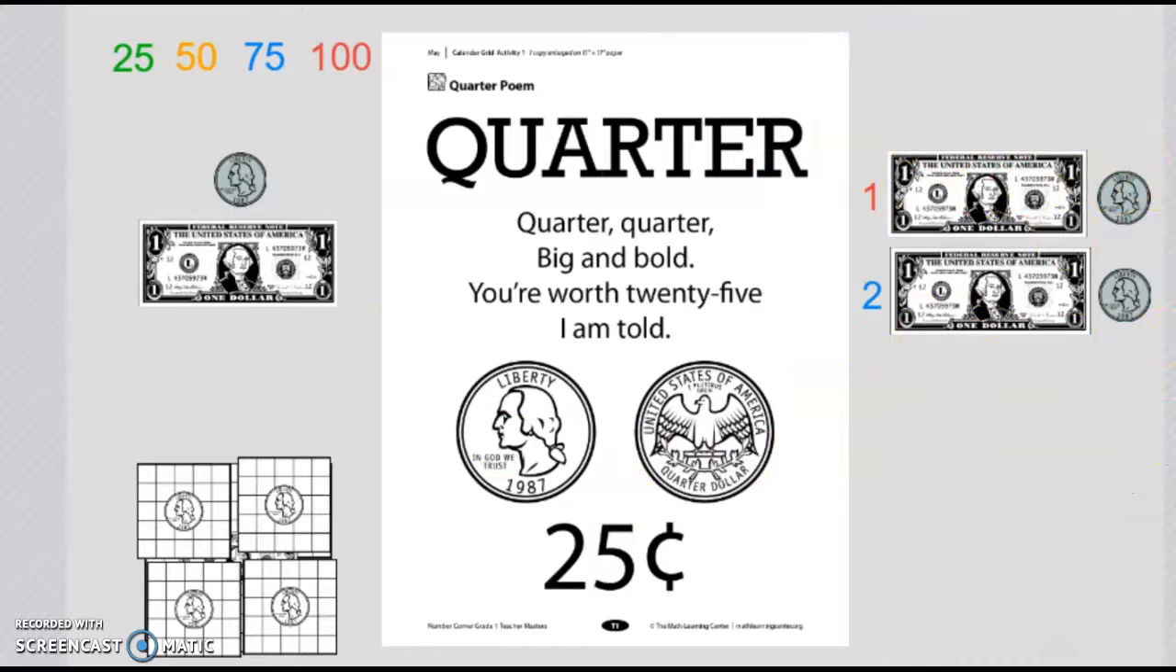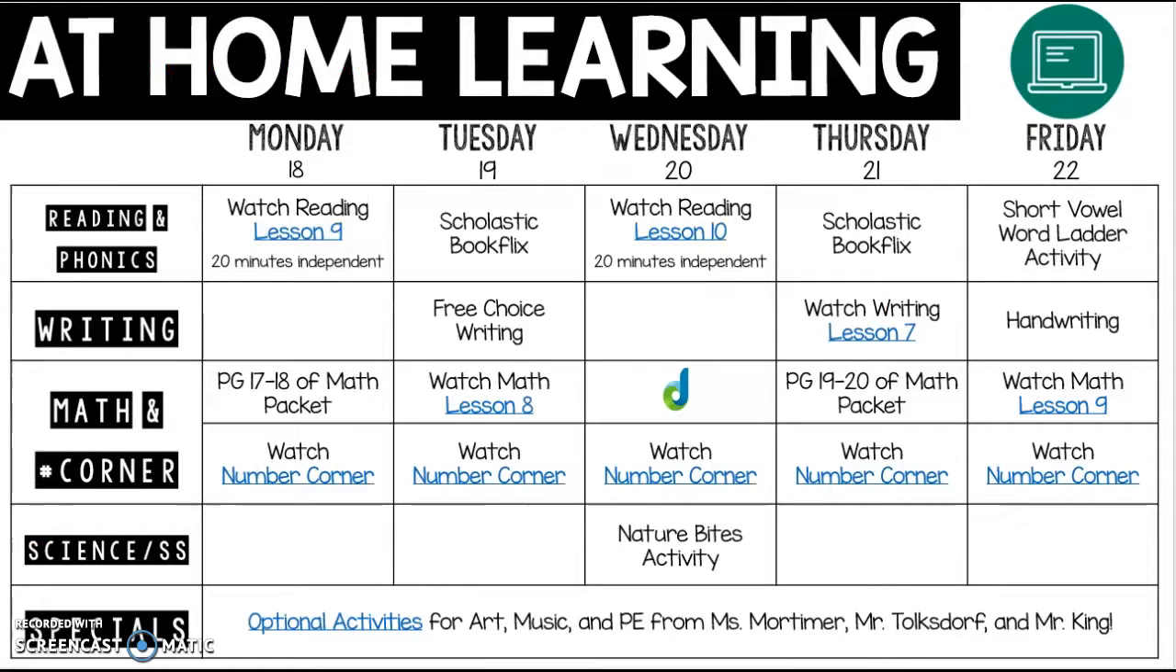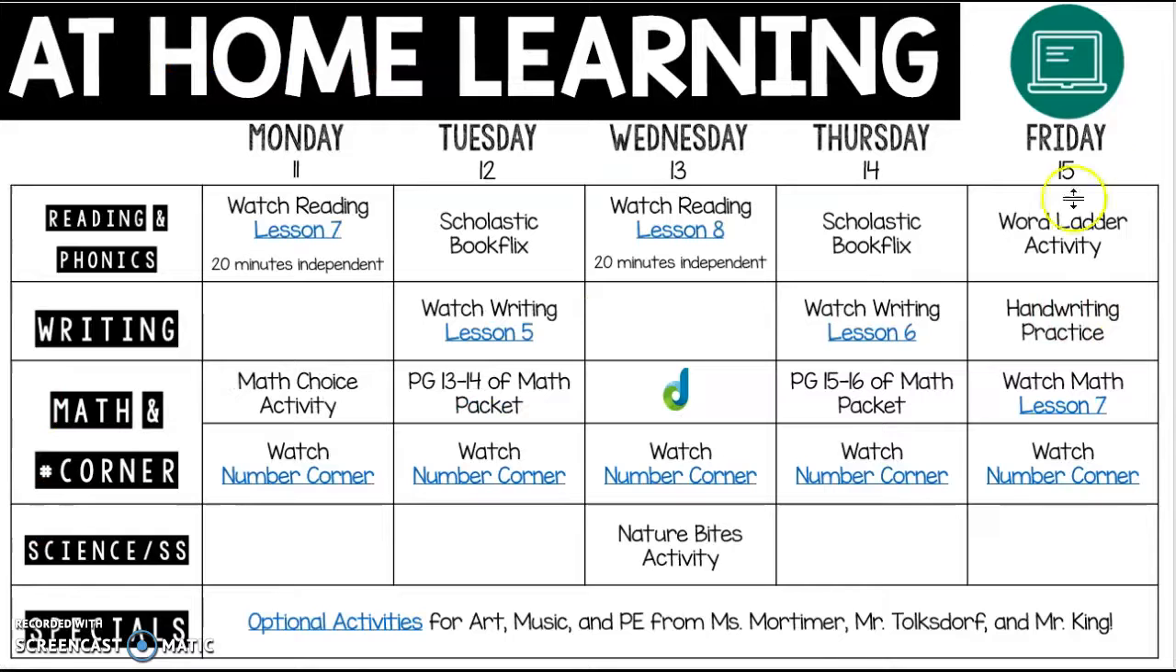Awesome. All right, today is Friday. Oh, this is the wrong schedule. That's next week. There we go. Today is Friday, April 15th. I will send out next week's today or tomorrow so that you can have it ahead of time. We have a word ladder for reading and phonics, handwriting practice. All the information is in Google Classroom. Watch Math Lesson 7. Watch Number Corner like you are doing right now. No social studies or science. And then remember your optional activities for art, music, and PE.